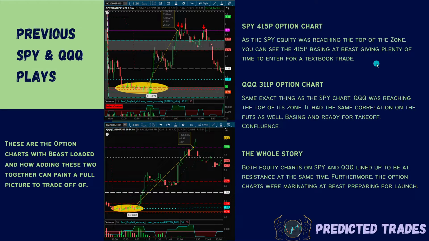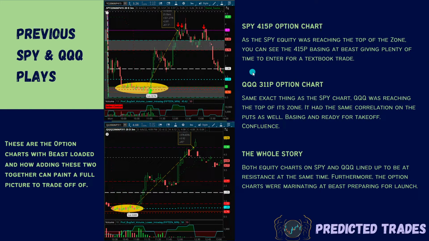So like I said, there was a lot of confluence with these option charts as well as the equity charts when you have them aligned, as we all teach and preach around here, to be looking at your calls and puts as well as your equity and your levels and all of that good stuff. So when you look at both of these loaded together, it really paints a full picture that you can trade off of.